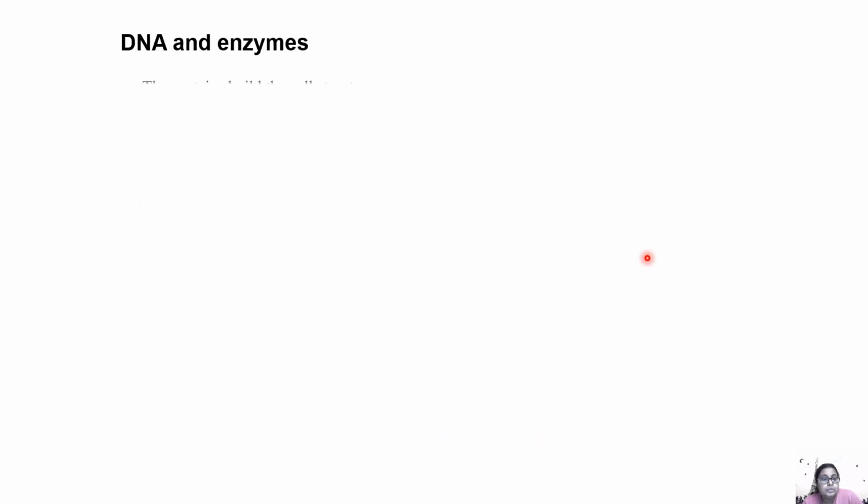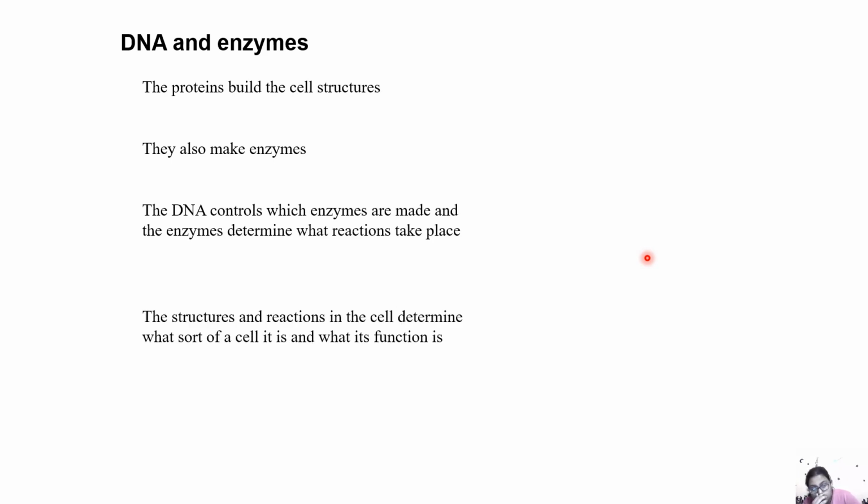Okay. So obviously the proteins build the cell structures. They are also enzymes, and the DNA controls which enzymes are made, and the enzymes determine what reactions take place. Enzymes can either be proteins or even RNA can be enzymes, as we know, but mostly proteins function as enzymes. So if you have any problem in the DNA sequence, it will control which enzymes are being made, and the enzymes will determine which reactions take place. If the appropriate enzymes are not there, or if they're non-functional, those reactions will not take place.